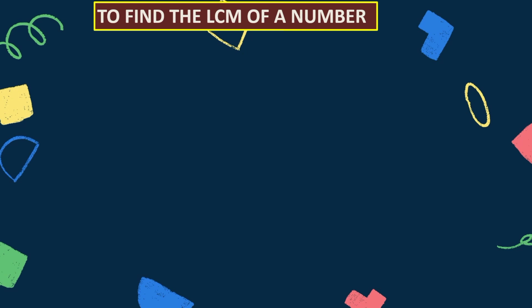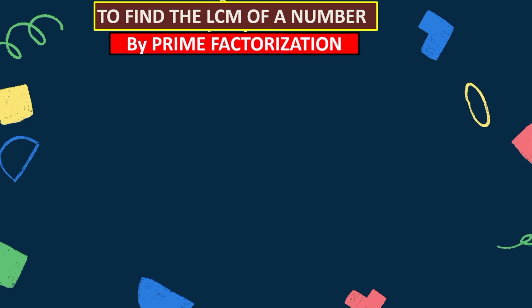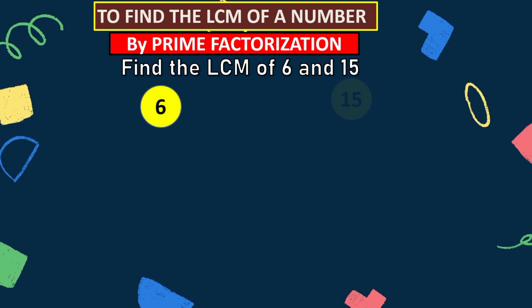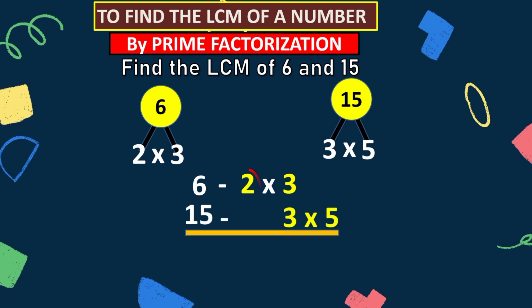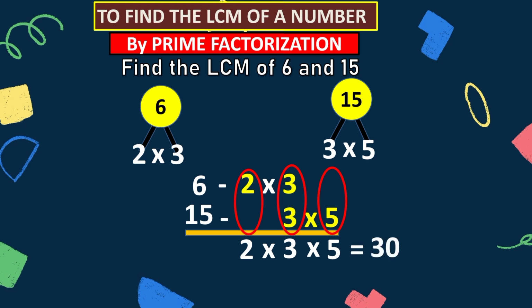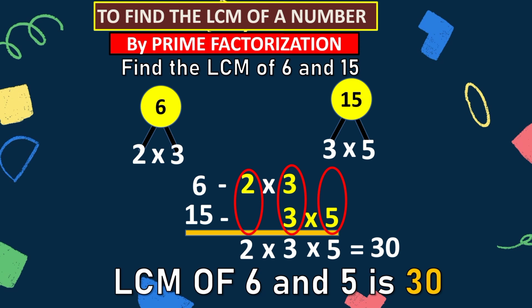Another way in finding the LCM is by the use of prime factorization. For example, let's find the LCM of 6 and 15. First, let's factor 6 by 3 times 2. So the prime factors of 6 are 2 times 3. And then, let's factor 15 by 3 times 5. So the prime factors of 15 are 3 and 5. Let's bring down 2 and take the common number 3 once. So bring down 2, 3, and 5. Let's multiply them. 2 times 3 times 5 equals 30. The LCM of 6 and 15 is 30.